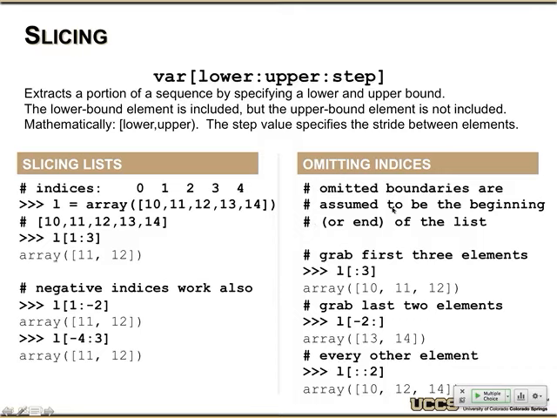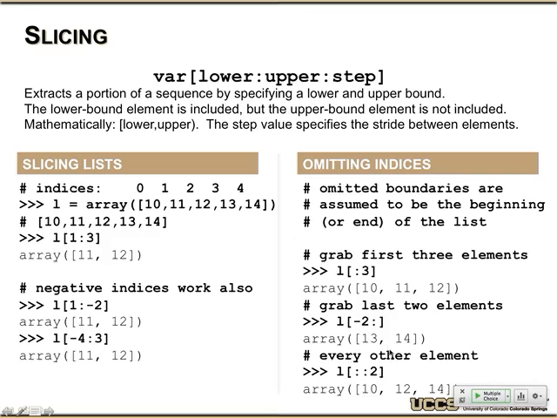If I don't have an index, so if I just have L[:3], it says implicitly start at 0, go to 3. You can also grab the last two elements, minus 2 to whatever. Every other element: there's actually the option of having a second colon, which is the lower value, the upper value, and the step. So if you're used to for loops in languages that can go from this value to this value, stepping by that value. So I can go every other value, start at 0, go to the end, and step by 2. So then it grabs the 10, the 12, and the 14.